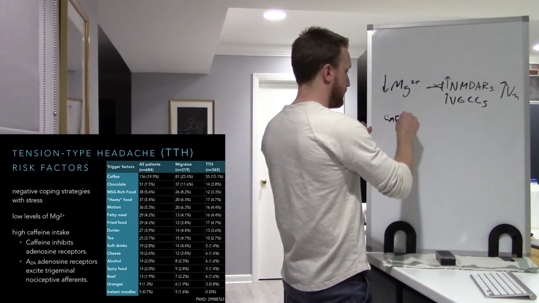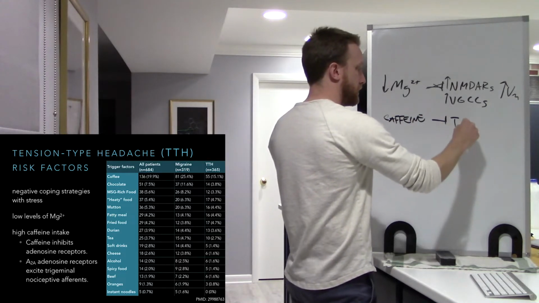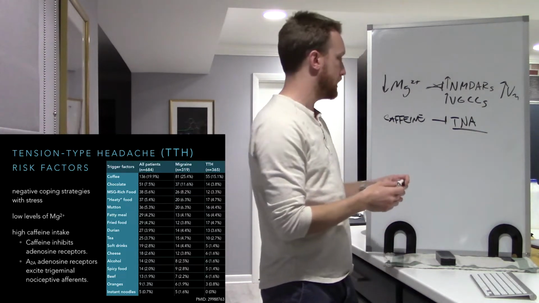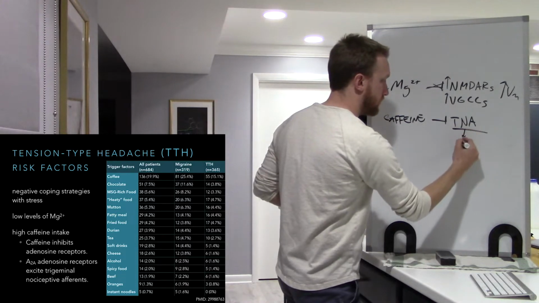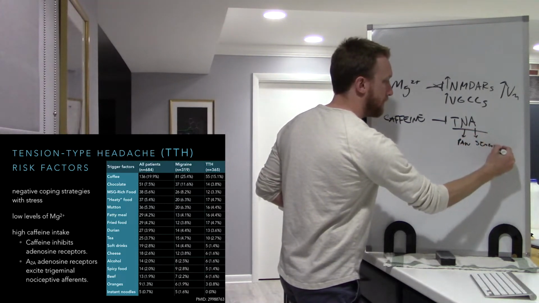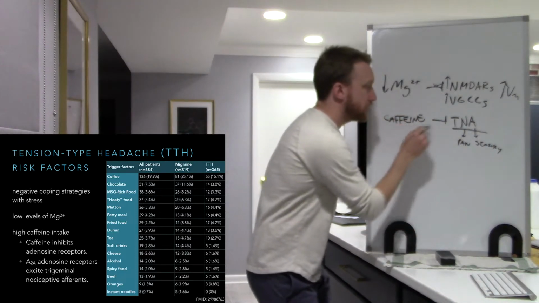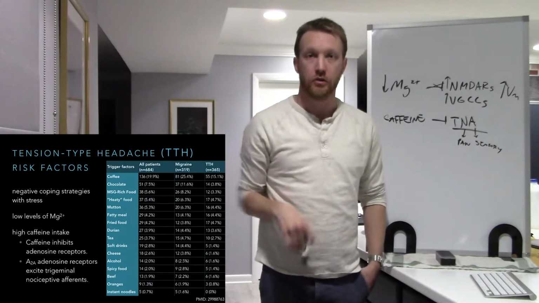is inhibit the trigeminal nociceptive afferents, TNA. Not the fun kind of TNA, but the trigeminal nociceptive afferents. Nociceptive, of course, being pain, and afferent being sensory. Now, why would something that inhibits our pain-sensing nerves cause headache? Homeostasis.